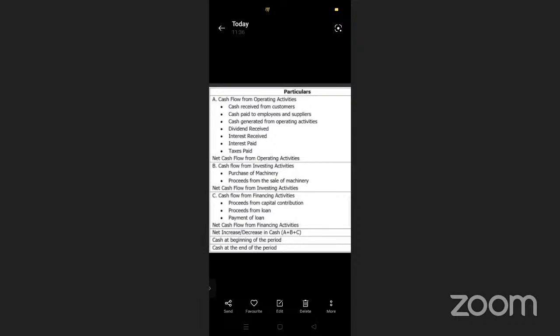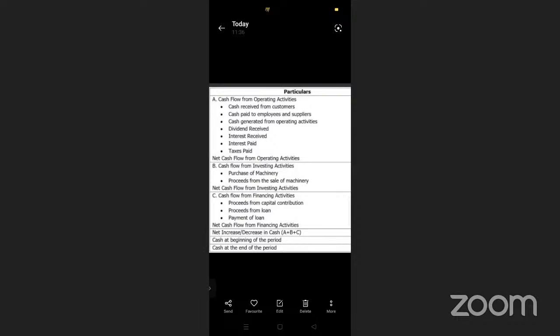Whenever you purchase, cash is going out, so you put in the minus figure. And whenever it is a positive figure, we put in the plus figure. So here we have cash inflow and cash outflow. Whenever you purchase any fixed asset, it's a minus figure, and whenever you sell any fixed asset, that is a plus figure.